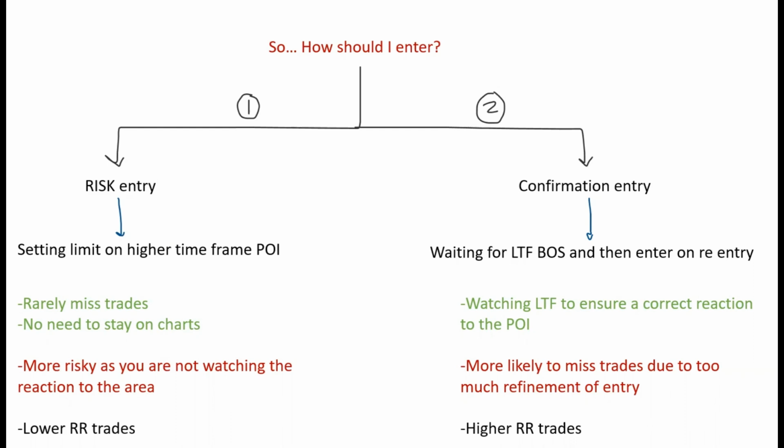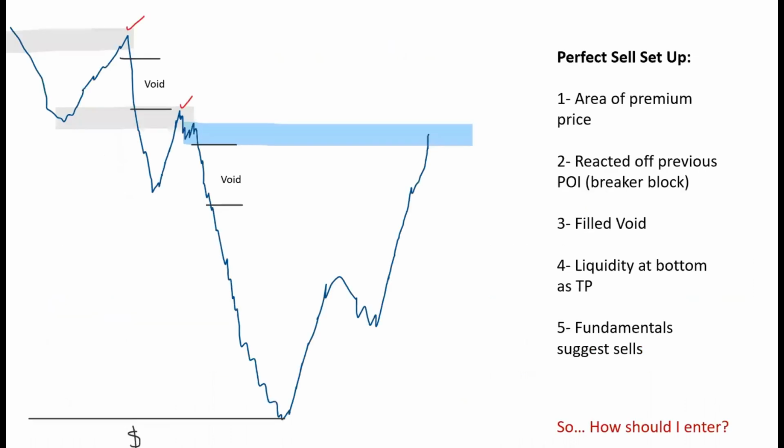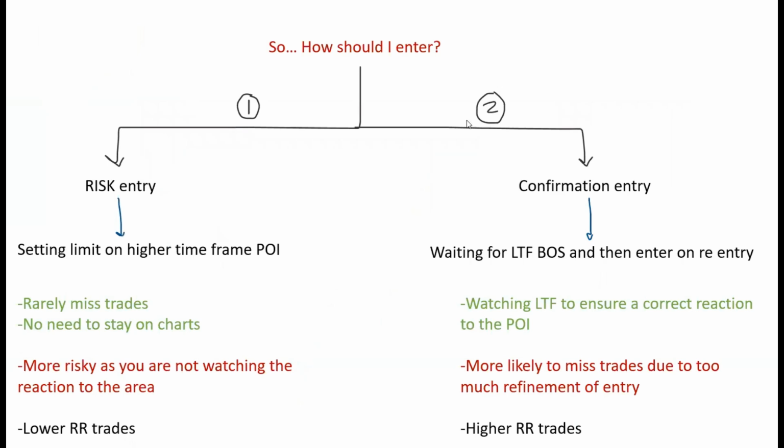And then you've got the second type, which is the confirmation entry. The way that works is you wait for a lower time frame break of structure. So you understand that now you get to your area, and perhaps you have some type of bearish market structure. You break down, get into the entry, and then boom, you get a very nice risk to reward. The good thing about that is you ensure that there's a reaction to that point of interest. But you're most likely to miss a lot of trades if you refine too much.